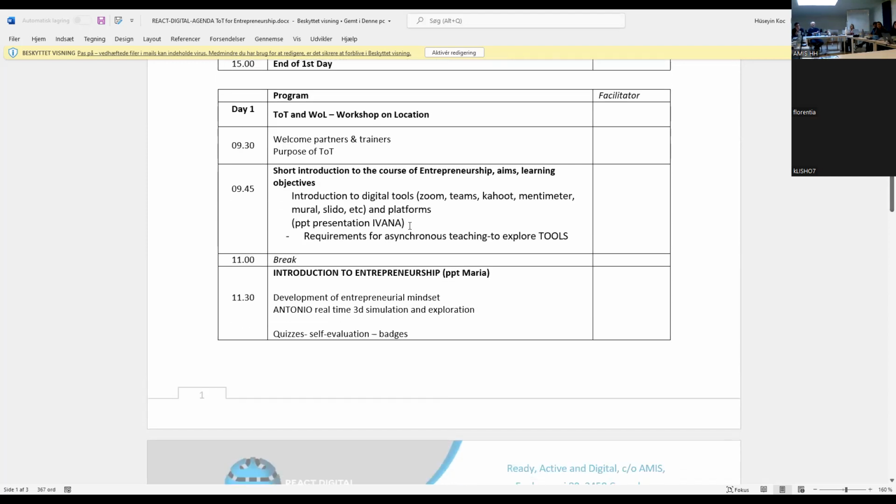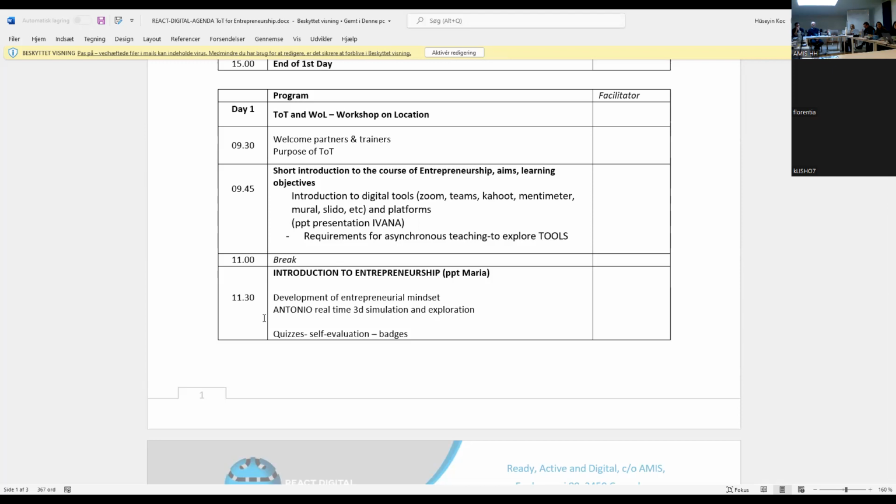It means that it will be a workshop on location. This pre-training should be online, I think, just to get them to feel free in the online environment, and then to have a workshop on location, welcome them, get to know them personally and so on, and then to give a short introduction of the course on entrepreneurship.